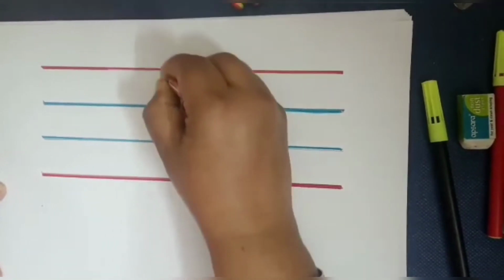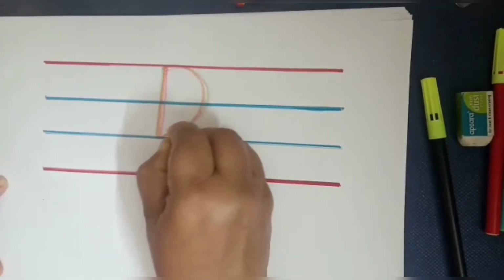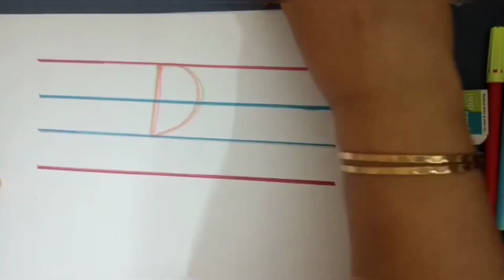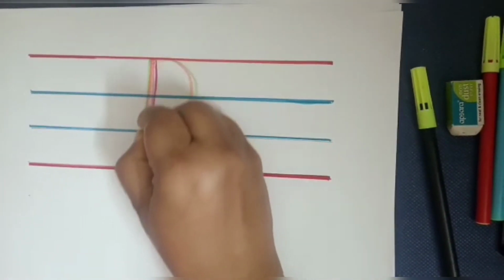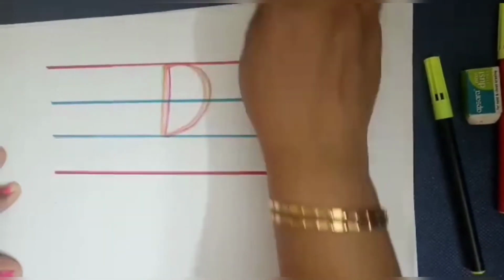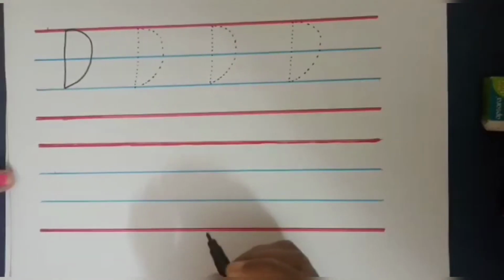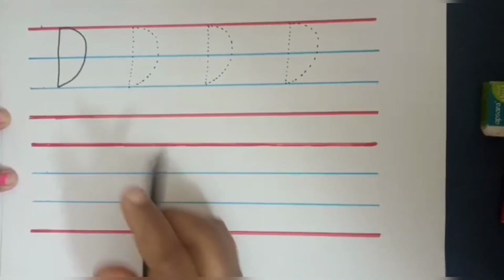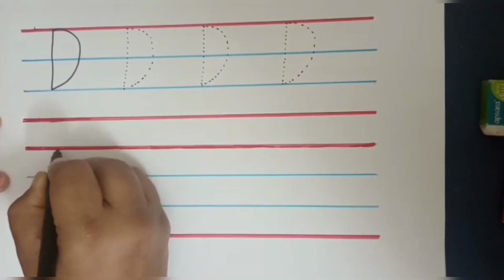D. D for doll. D for duck. D for drum. Standing line and one close curve. D sounds D. As now child has traced on these dots and has done the rainbow writing also.